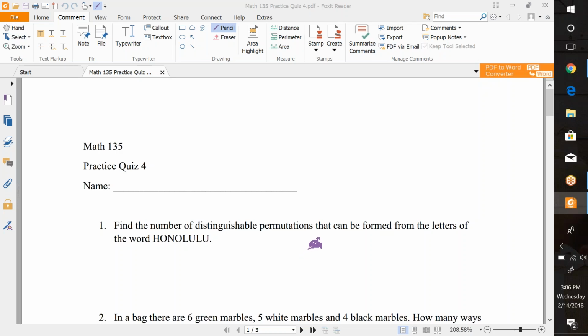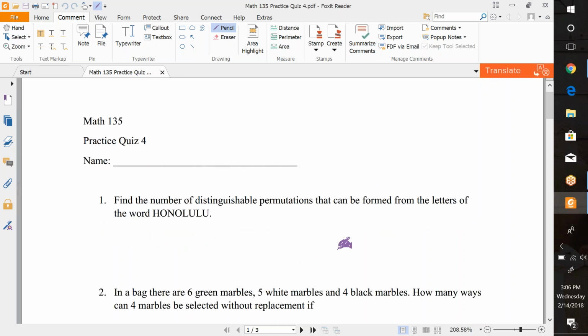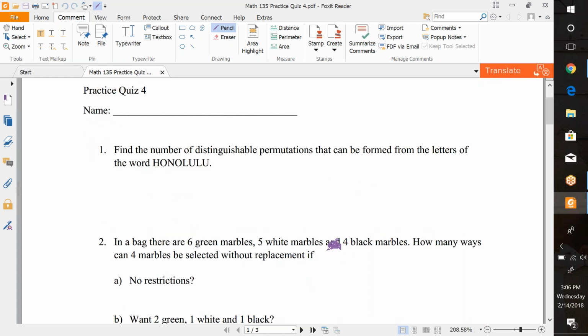All right, this is a video over the practice quiz 4 material, just making sure we're ready for everything tomorrow. So we're looking at number 1 here, and it says find the number of distinguishable permutations that can be formed from the letters of the word Honolulu.